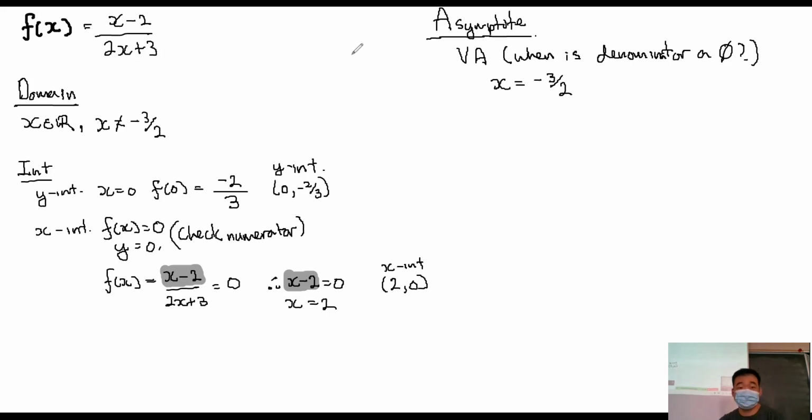Essentially, yes. You will. I can't think off the top of my head where you would have a vertical asymptote that does not agree with the restriction.